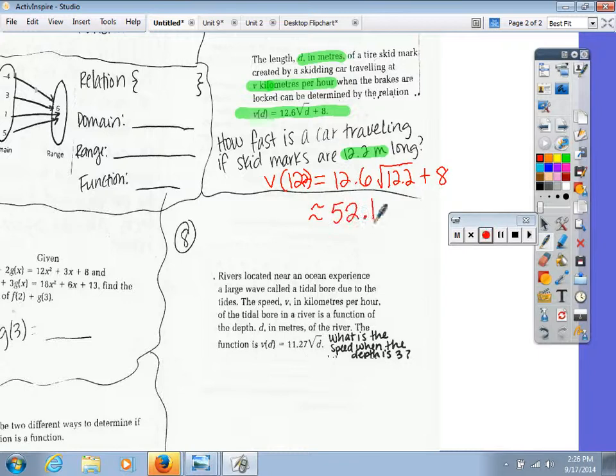52.1, and we're going to go ahead and say kilometers per hour, because remember it's V. You got it? So these problems are very, very, very simple. All you're doing is figuring out where's my function equation and then just plugging it in. Understand? She got 56.6. Did she do it correctly? No, you should get 52.1.